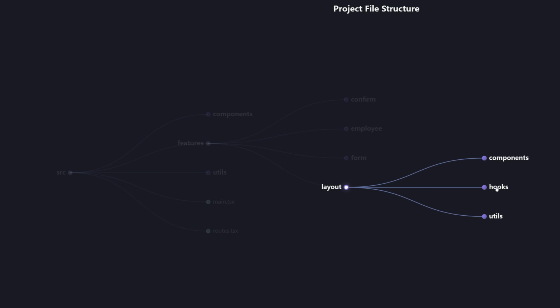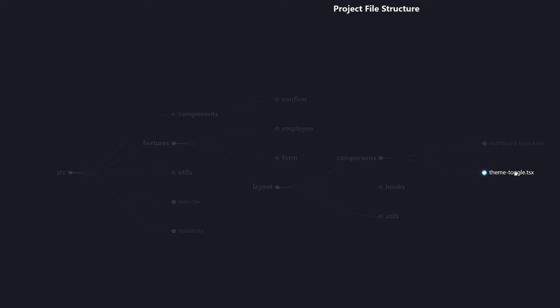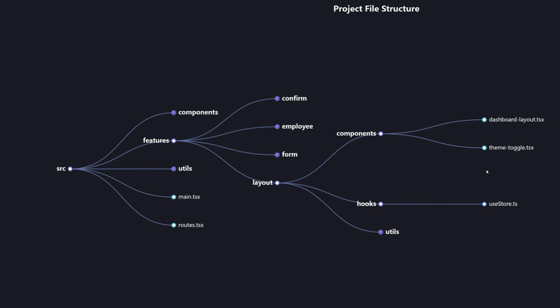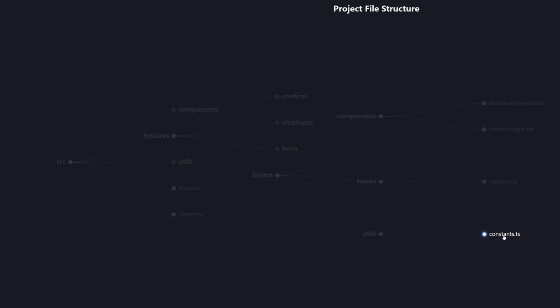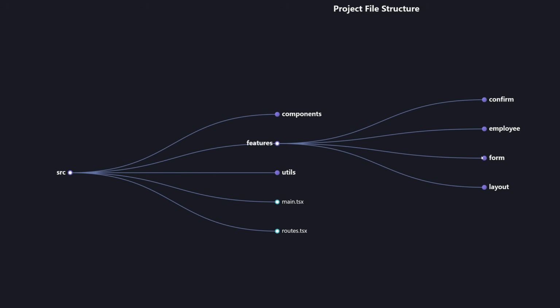Our layout feature, which is responsible for a very few things like our dashboard layout, a theme toggle button, our user store hook, which is provided by Zustand and is responsible for keeping the user's theme preference, and also the state of our sidebar, and also a simple utility file named constant, like the drawer width and some other things. Now let me just close it.